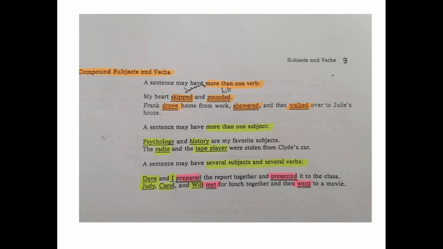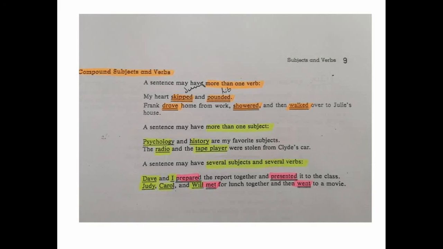Then he showered. Showered is the second verb. Then he walked over. Walked over is the last verb. So in this sentence, we have three verbs that describe what Frank did. Therefore, we call this a sentence with compound verbs, three compound verbs, okay? Not only the verbs can be compound, but also the subjects. Sometimes we have more than one subject in the sentence.